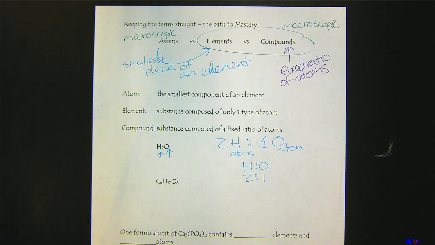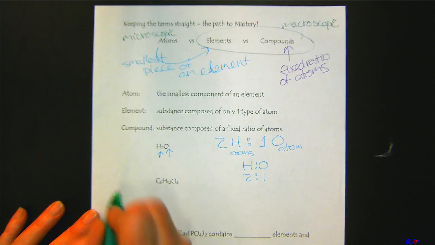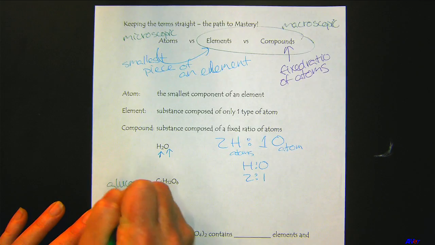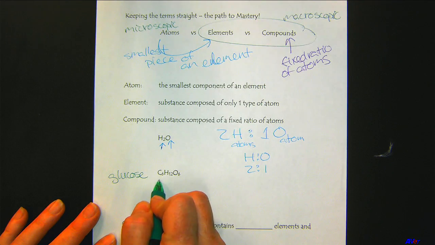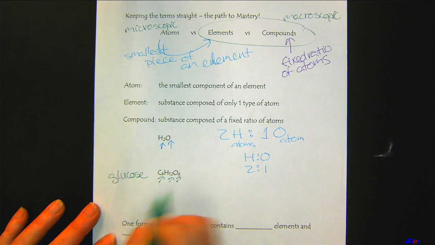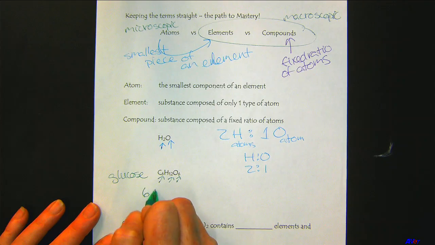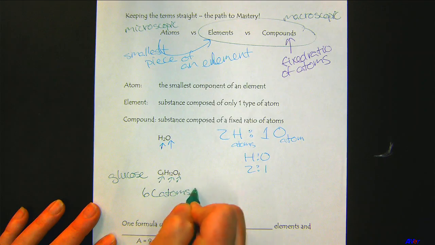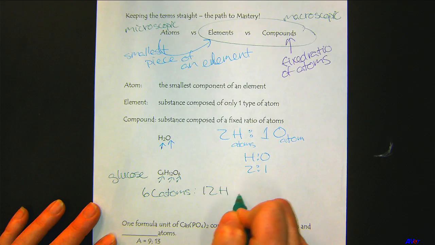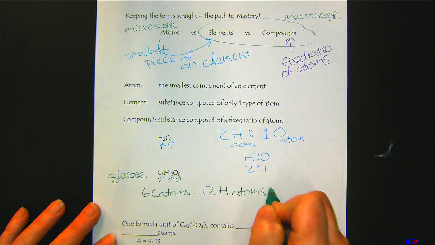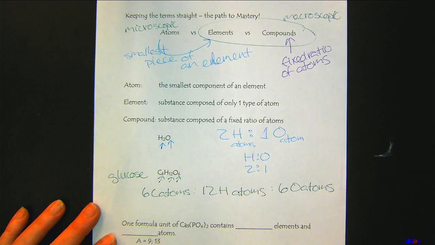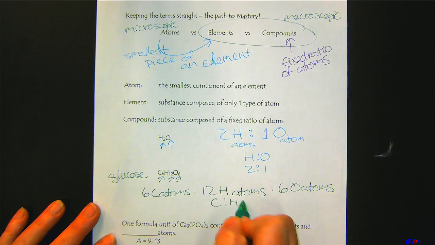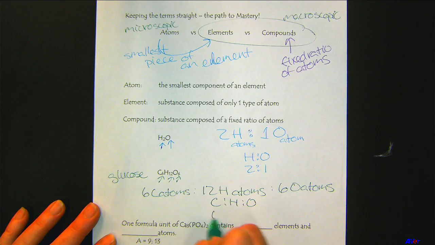Or let's look here. This is glucose. If we look at those formula subscripts, we would have 6 carbon atoms, 12 hydrogen atoms, and 6 oxygen atoms. So the ratio of carbon to hydrogen to oxygen is 6 to 12 to 6.